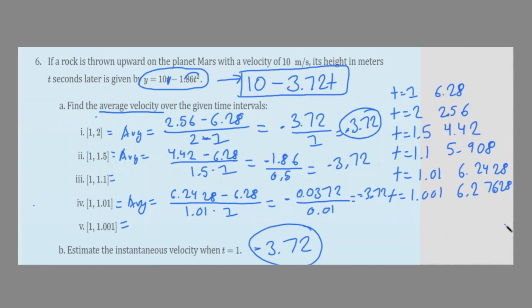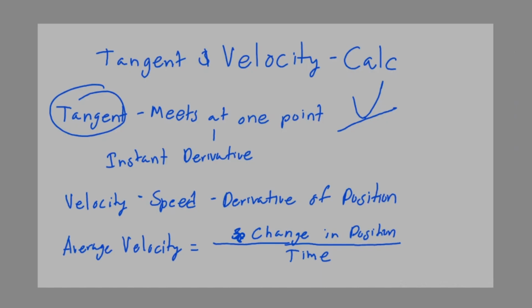Alright, so I hope you guys understood this little section of tangent and velocity in calculus. And always remember the average velocity equation and what a velocity is and what a tangent line is, as well as the secant line. Secant line is just a connection between 2 points. So yeah, that's basically it.